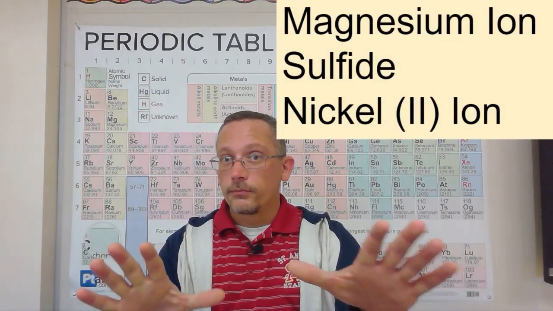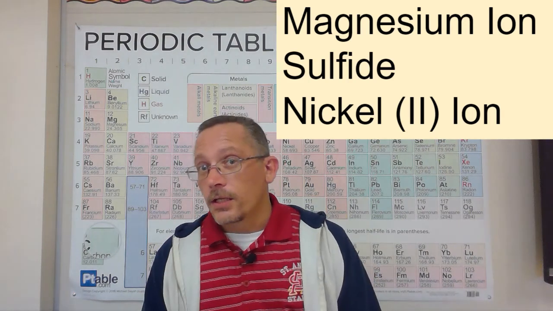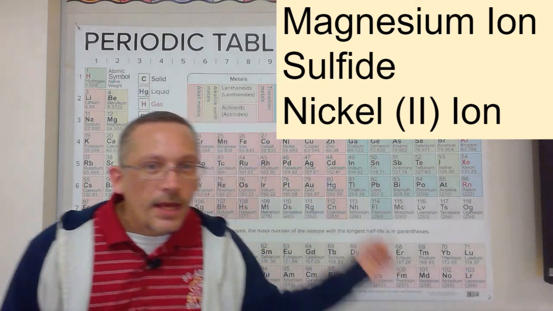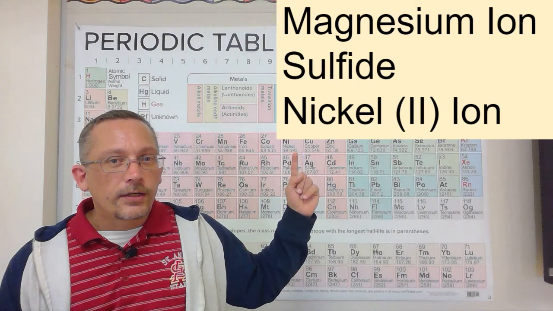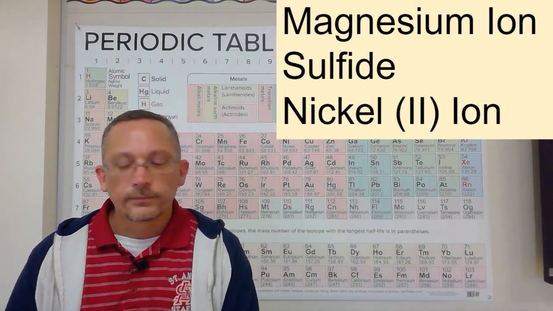Okay, the magnesium ion is called magnesium ion. The sulfur ion is called sulfide. And the nickel ion that had a charge of +2 is nickel(II) ion. Pretty simple?